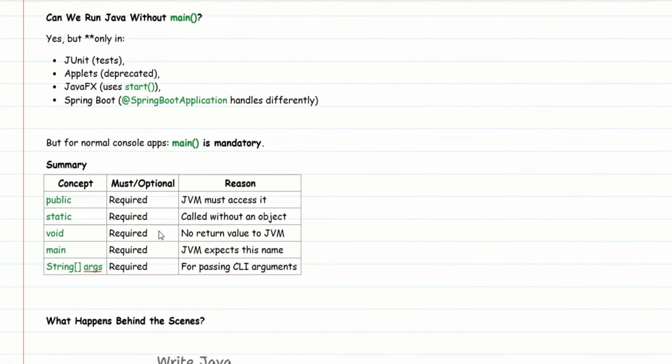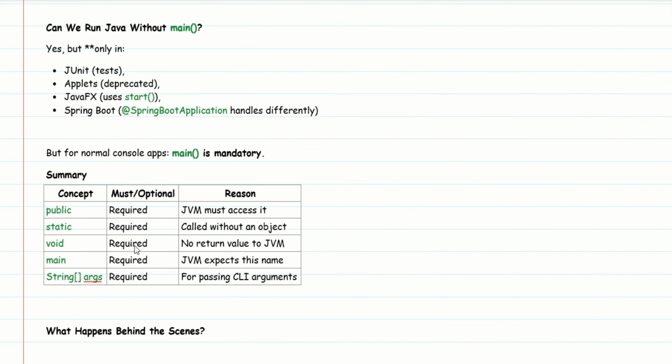To summarize, we have the access modifier public, which is required so the JVM can access it, and we need static, and the return type should be void, and the method name should be main, which is what the JVM expects, and we need a String array argument as well for passing command line arguments.